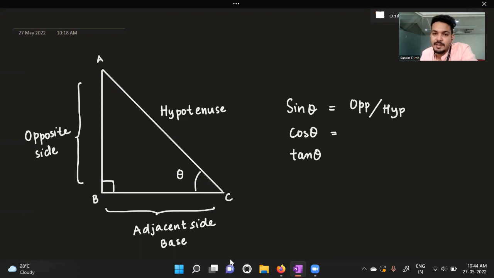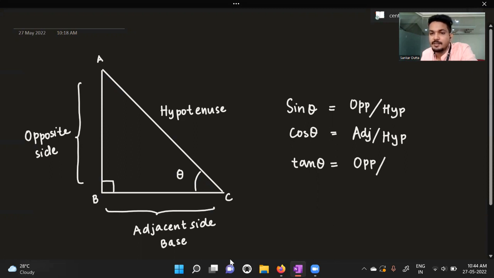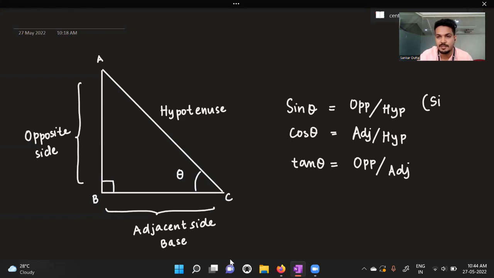Similarly, cos theta is defined as the adjacent side by the hypotenuse. Tan theta, on the other hand, is defined as the opposite side divided by the adjacent side. So this is the basic definition of the trigonometric ratios, and there are some others as well. Also, we should know the full form of these. Sine theta is just a symbol; the name of the ratio is sine. Similarly, this is cosine.